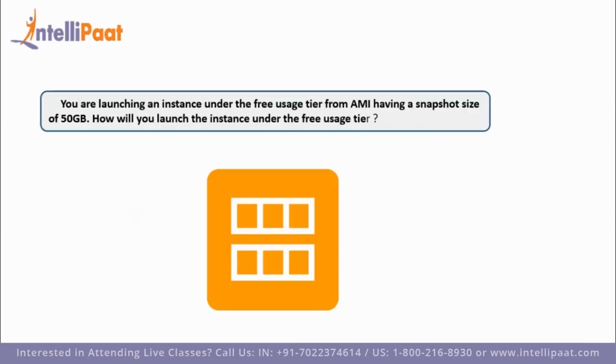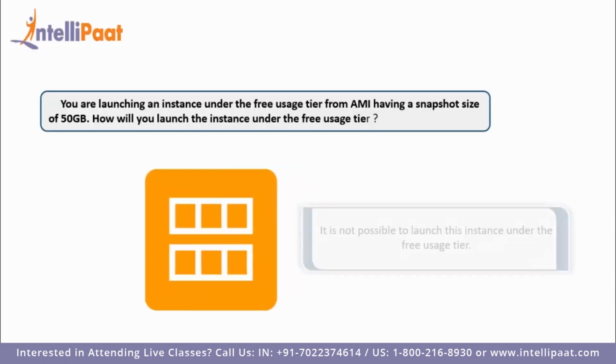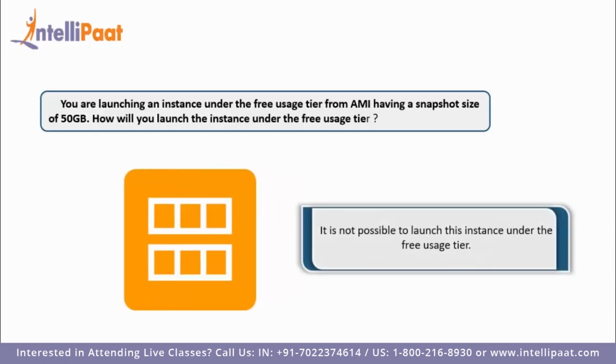Moving further, our question says you're launching an instance under the free tier usage from AMI having a snapshot size of 50 GB. How will you launch the instance under free usage tier? So the answer for this question is pretty simple. It is not possible, right? You have a limit on how much of snapshot size you can use that would fall under the free tier. 50 GB is a size which will not fall under the Amazon free tier rules, and hence this is not possible.